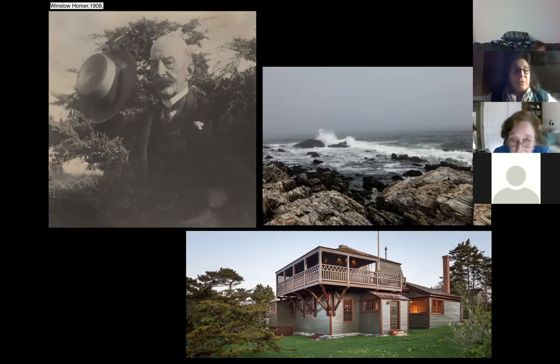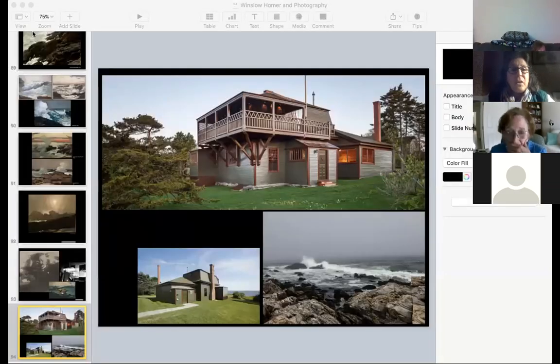I'm going to turn off, if I can figure this out, turn off the screen sharing. If anybody has any questions, Ruth, you want to monitor?